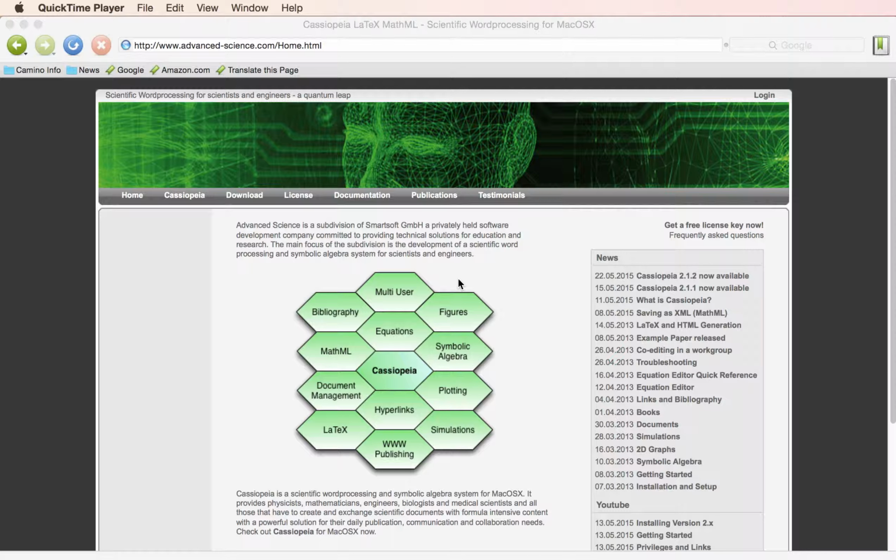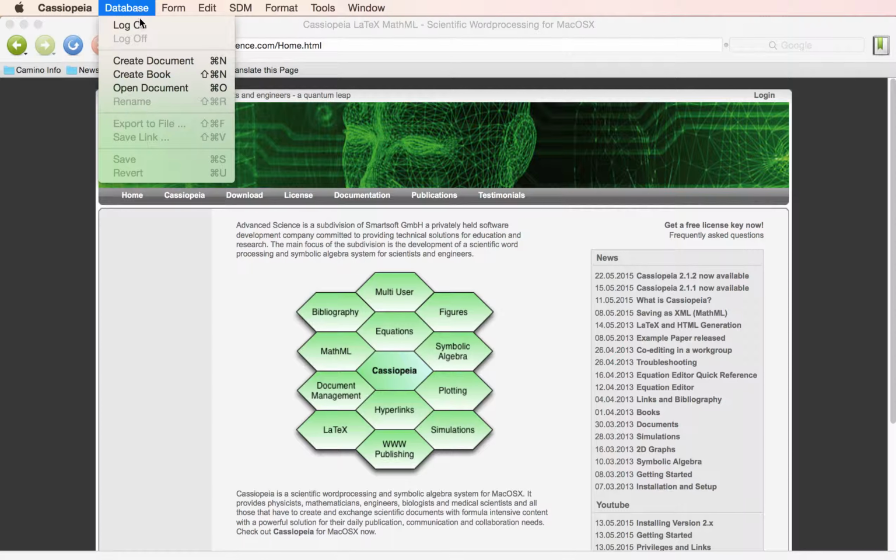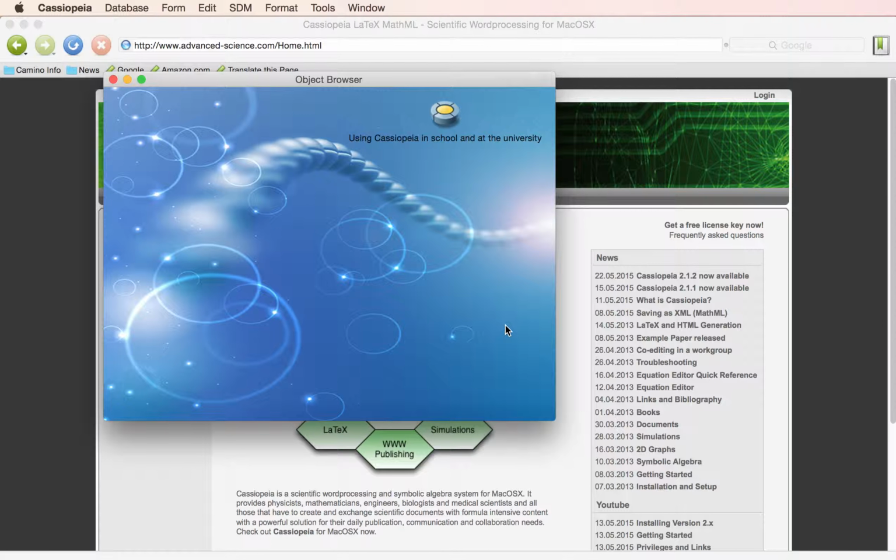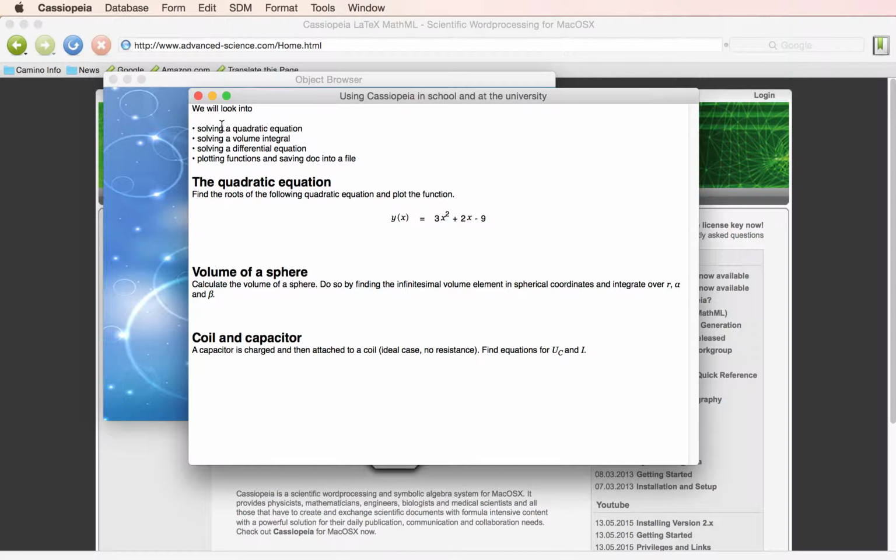Let's make use of Cassiopeia again to solve a couple of problems. We start the application and log into the local database as usual. In this tutorial we will look into solving quadratic equations, solving a volume integral, a differential equation, and we will plot a couple of functions. Let's get started. Find the roots of the following quadratic equation and plot the function.